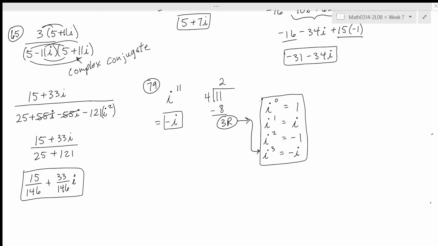So if there wasn't a remainder, if it divides evenly, it would be 1.